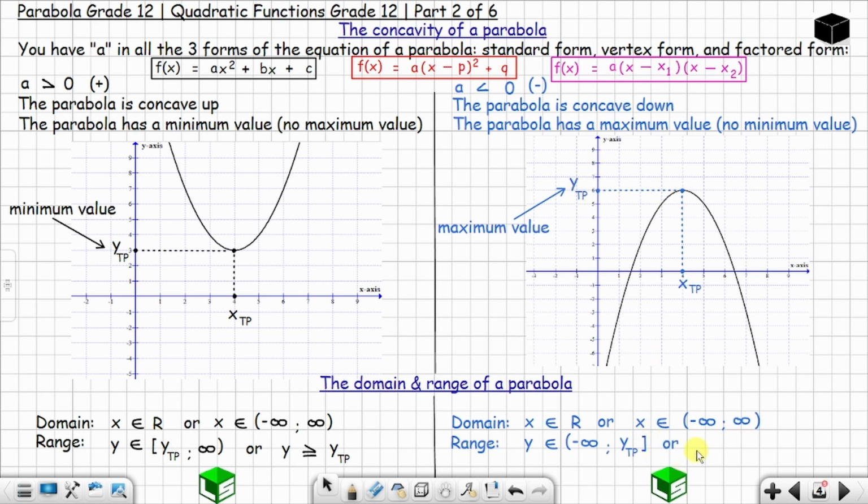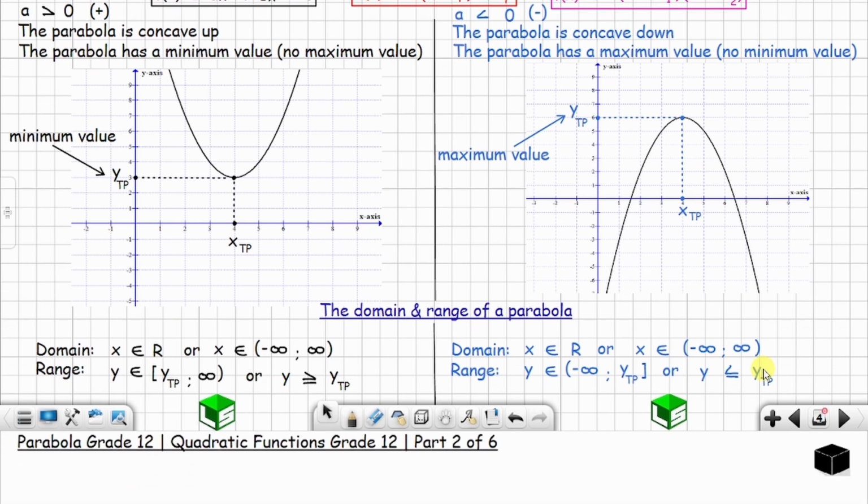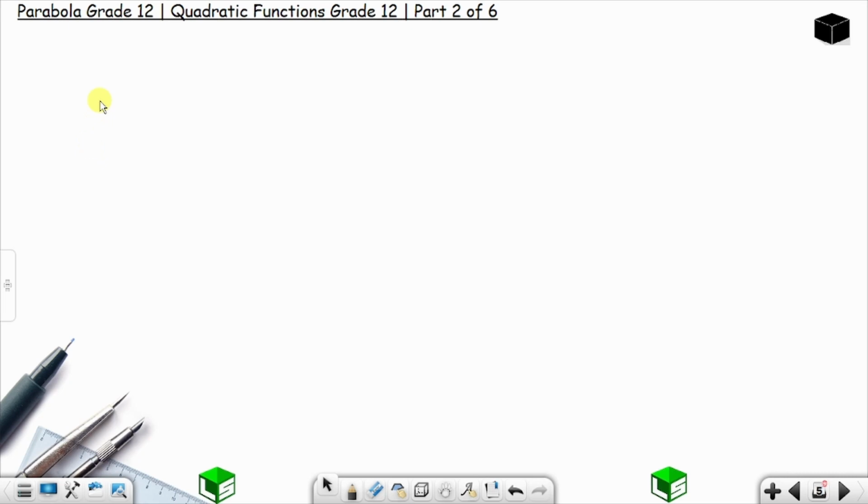Or you can say y less than or equal to this value, right? All these values down are less than this value. Okay, so this is how you can get your domain or range for a parabola. This is simple. The secret to master this is to solve many problems on parabola. Okay, let's start with examples.